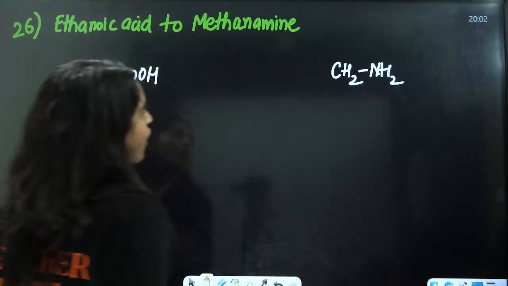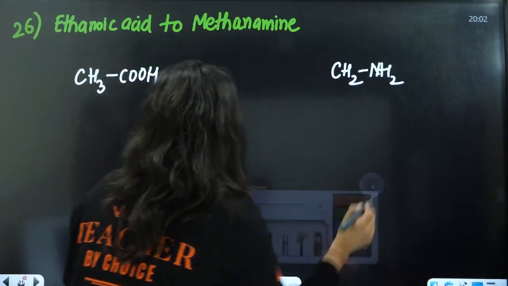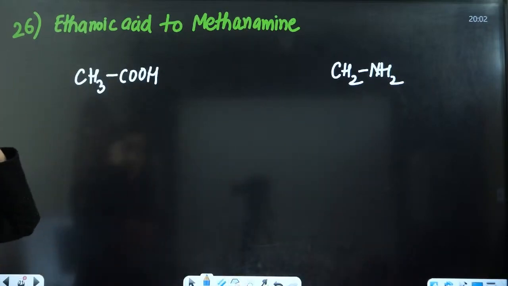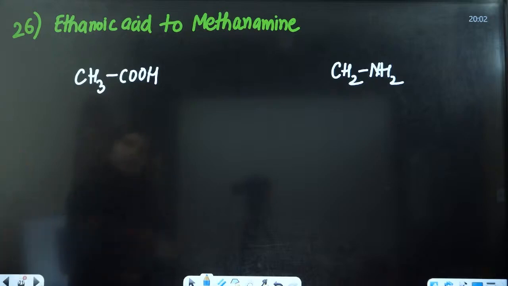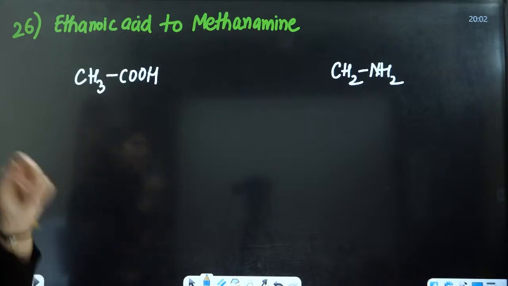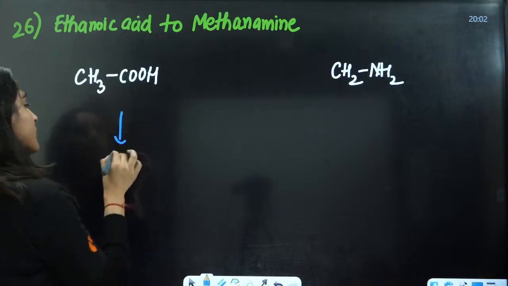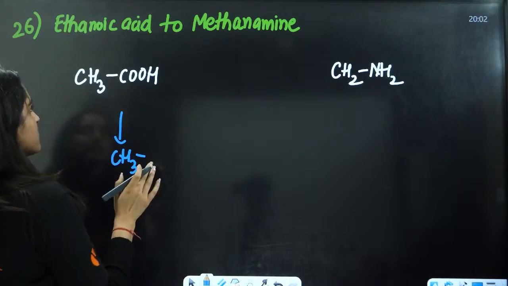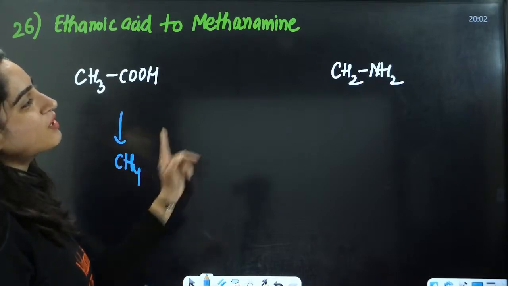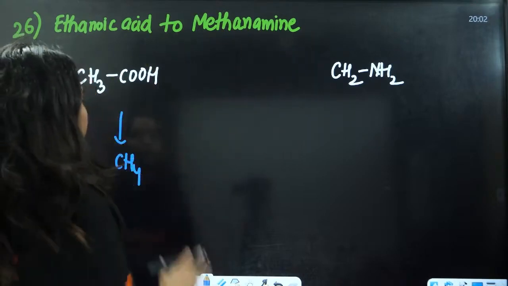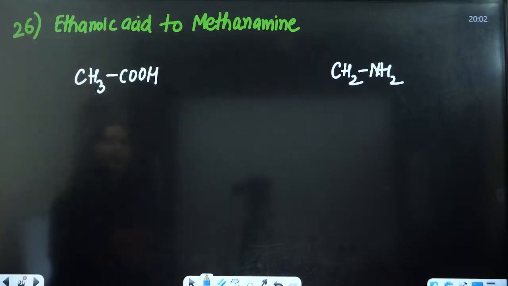CH2NH2, right? Okay, now let us see. Decrease the number of carbon here. How can you do this? There are so many ways. You can convert it into CH3, CH4, then after that adding something here to convert it into NH2 will be very difficult for you. So let us not go to that here.